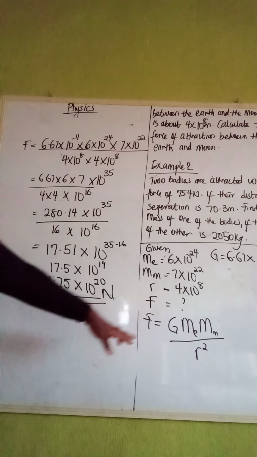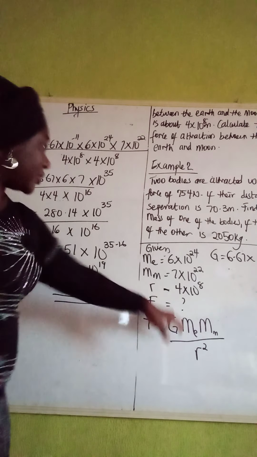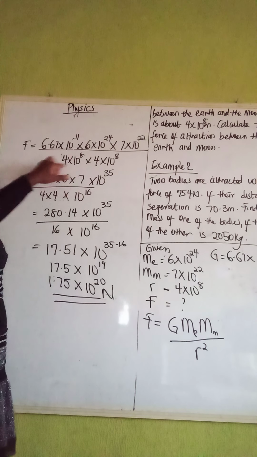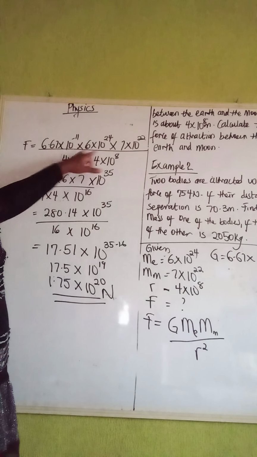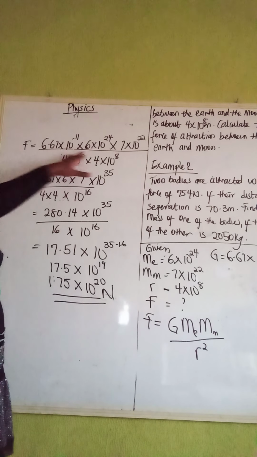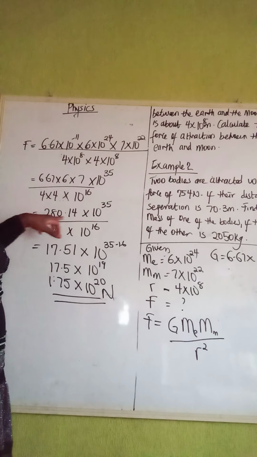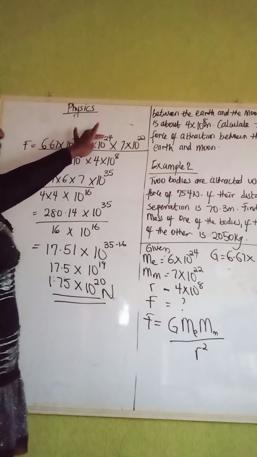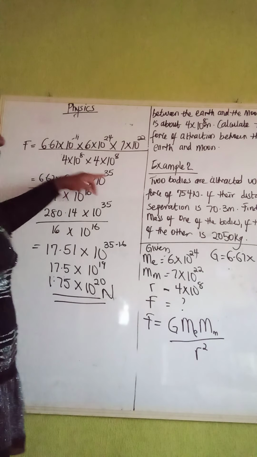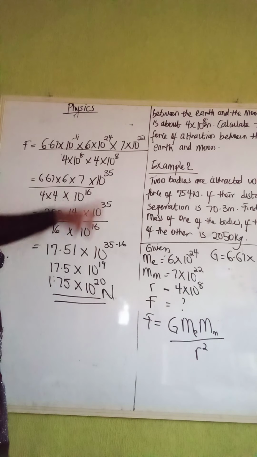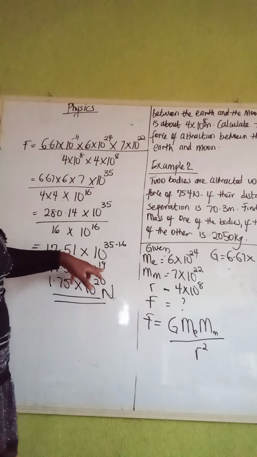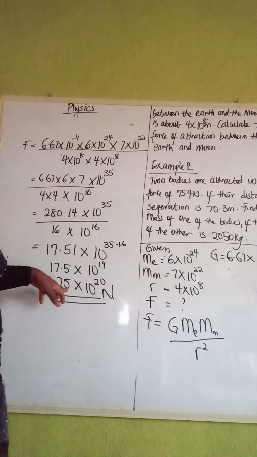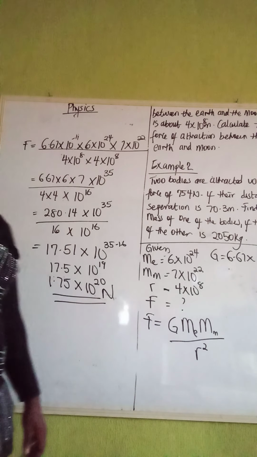Understandable? Here we have our G. We have our mass of the earth. We have our mass of the moon over the distance between them. 4 times 4 is 16. You add up the power, 16. This times this times this gave us 280.14. Now what about the powers? Minus 11 plus 24 will give us 13. 13 plus this will give us 35. Because we are dividing, subtract the power. 35 minus 16 will give us 19. Change this one to an appropriate standard form: 1.75 times 10 raised to the power 20.